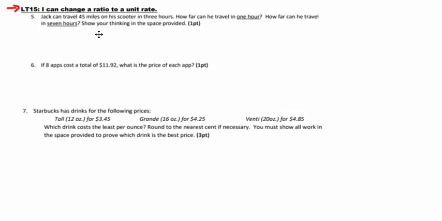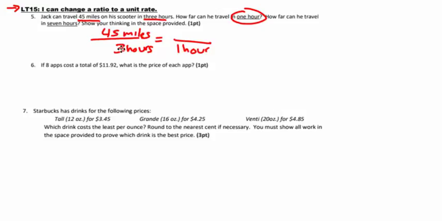All right, so we're just going to set up a ratio. The first part is 45 miles in 3 hours. So I'm going to set that up. 45 miles in 3 hours. Okay, that's my first one. Now, I want to know how far I can go in 1 hour. All right, so that's just a unit rate. So 45 divided by 3 is 15 miles. That's my first answer.